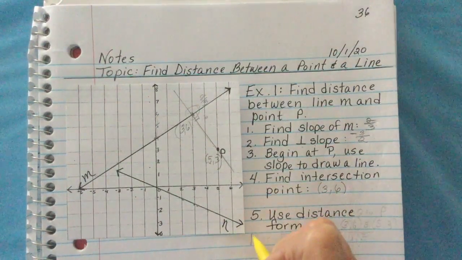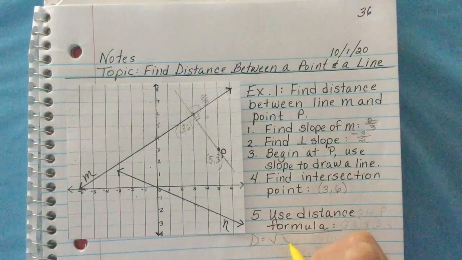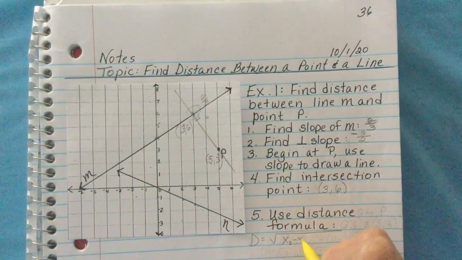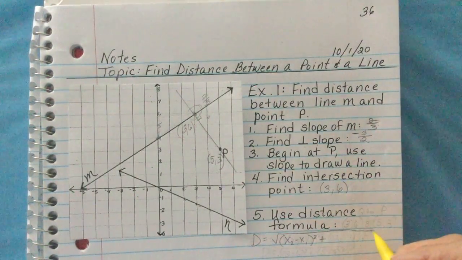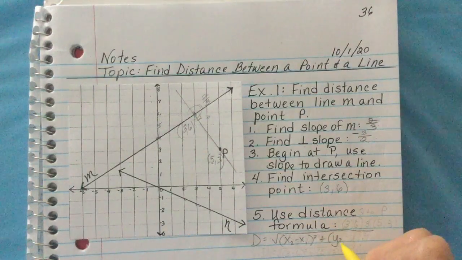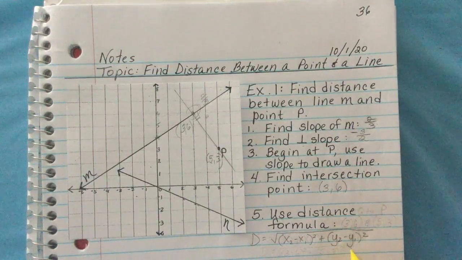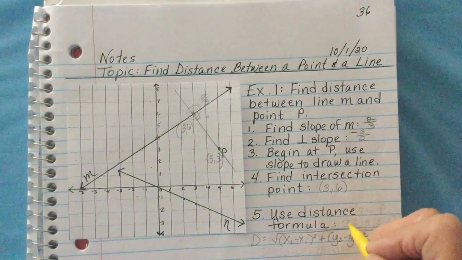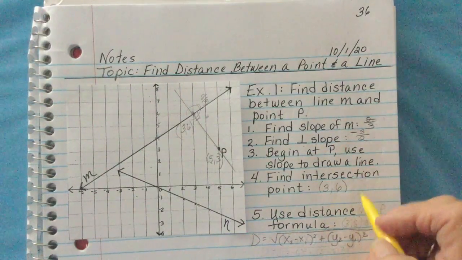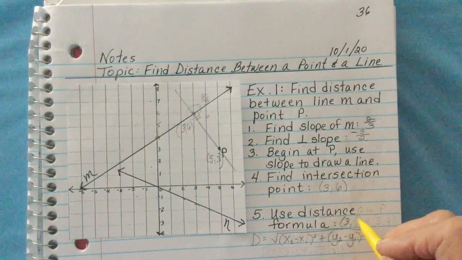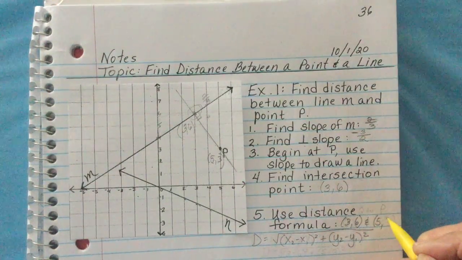Remember, the distance formula is when we take our x's and subtract them and square that difference. To that we add the difference between our y's squared. All right, so we're going to plug in the numbers for those two points. And remember, we're using 3, 6 and 5, 3. I'm going to write that here so that we can remember what we're doing: 3, 6 and 5, 3.